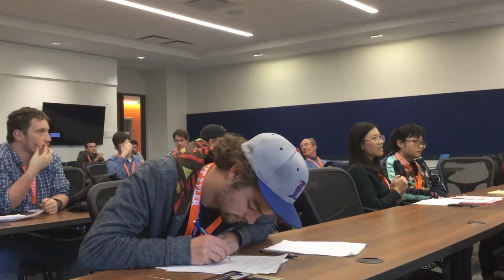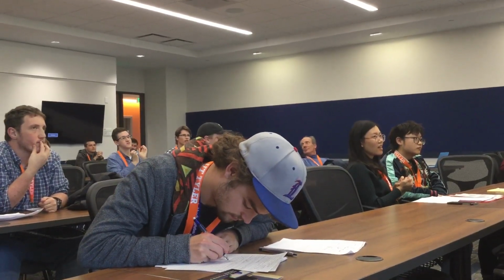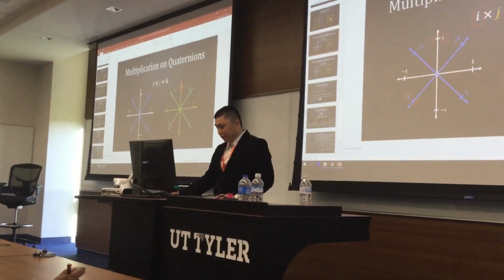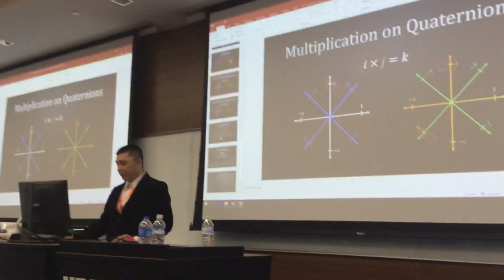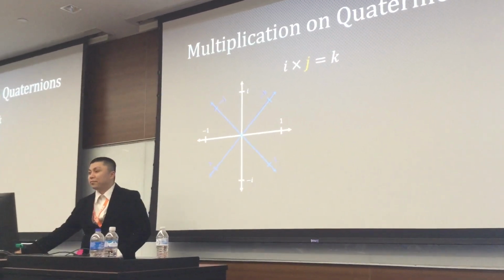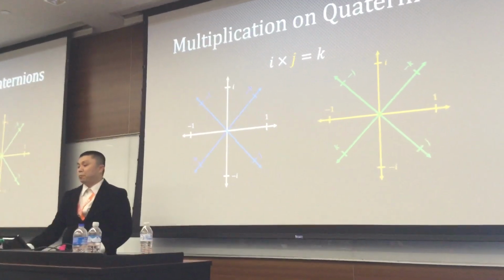Yes? Can you go back and explain the quaternion multiplication, like how it rotates? Okay. This part? Yeah. How it rotates, yeah, it wasn't obvious. Both planes are rotating, right? Yeah, both planes are rotating.